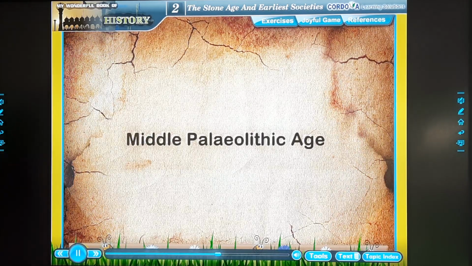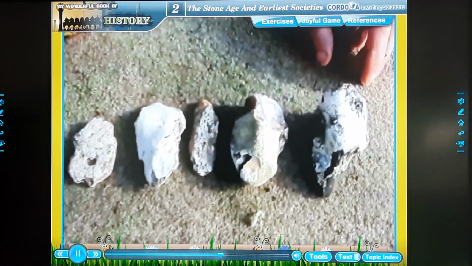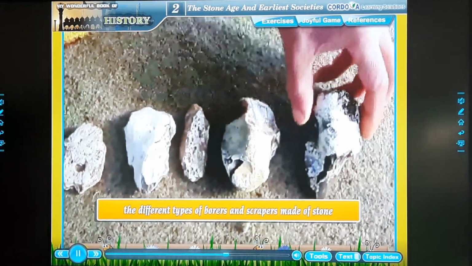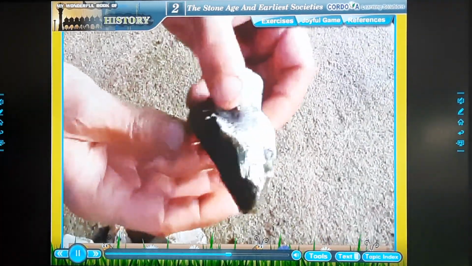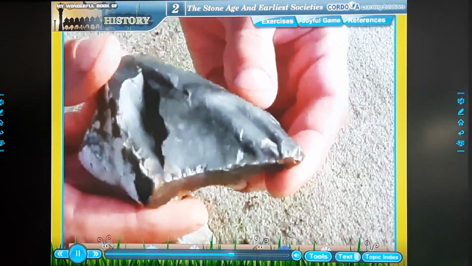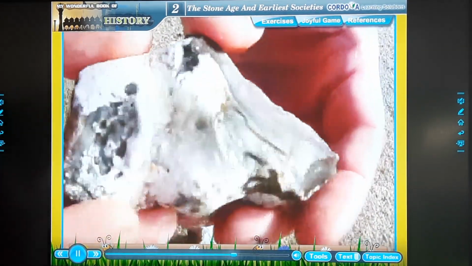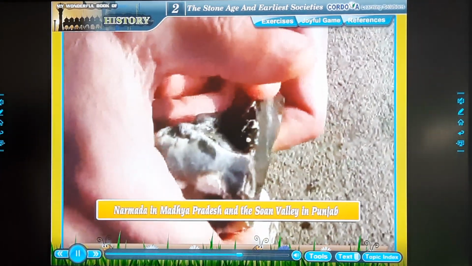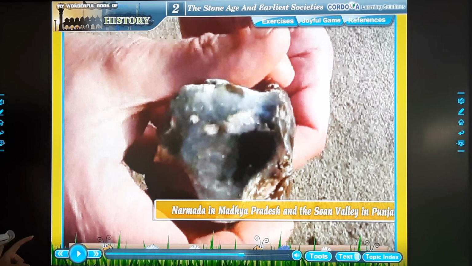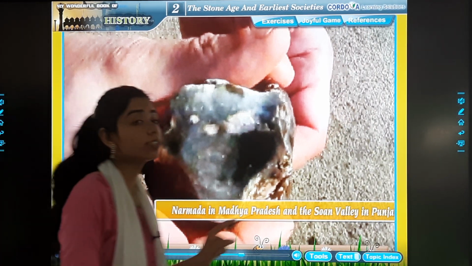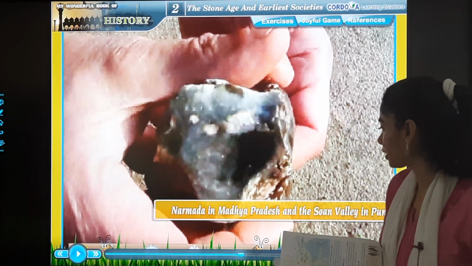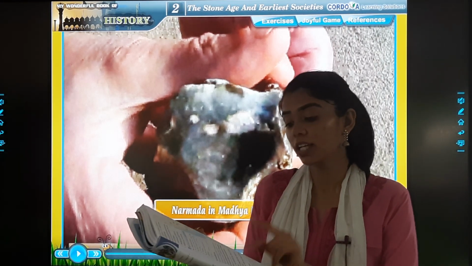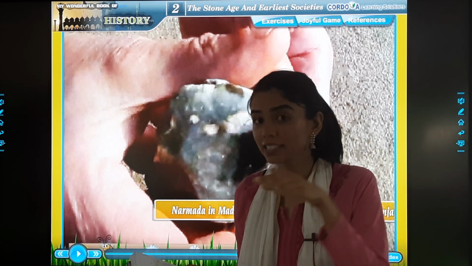Middle Paleolithic Age. The main tools of this period were the different types of borers and scrapers made of stone. These tools have been found in different places in India that include the banks of river Narmada in Madhya Pradesh and the Son Valley in Punjab. Now, as it is written, what was it? The main tool of this period was different types of borers and scrapers.